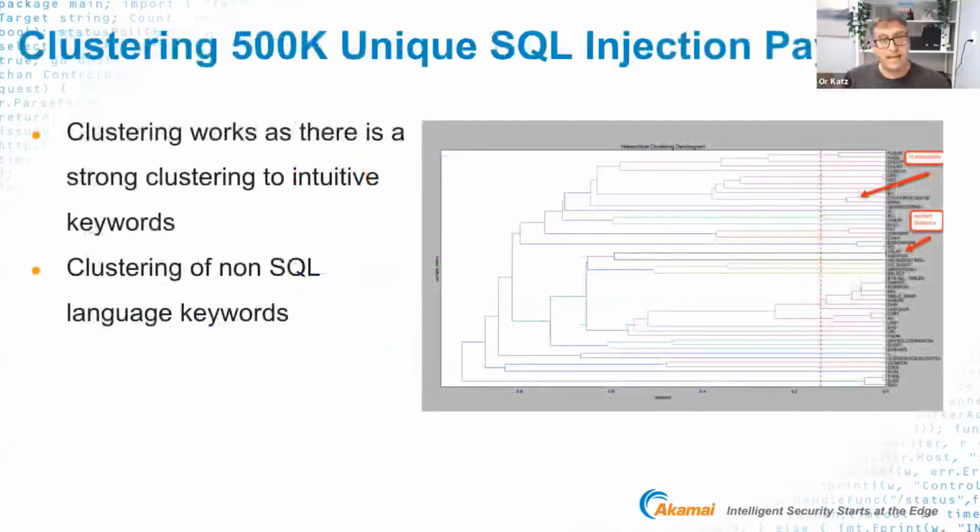Now we did that. Now moving to the next step, right? As I mentioned before, that was just an example. Now let's go to the real world example. And in order to do that, we were using clustering of over 500,000 unique SQL injection payloads. I will say that again, 500,000 unique SQL injection payloads. It's a huge amount of data, right?